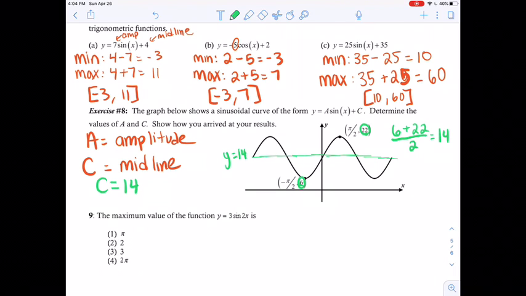And now the amplitude is how high or how low this function is going. So I know that it's starting at 14, and then at this first high point and at all of the high points here, the y value is 22. So how far is 14 from 22? Well, the distance from 14 to 22 is 8. So your amplitude is 8.